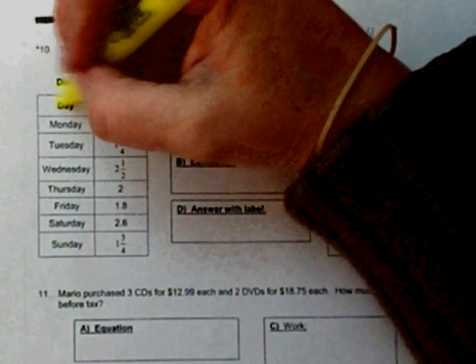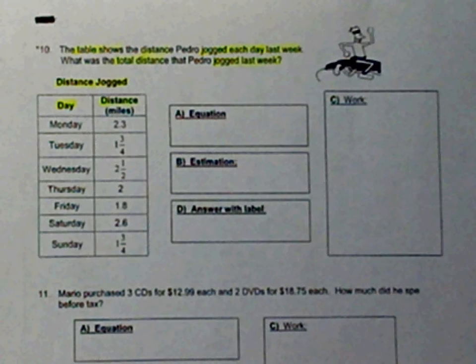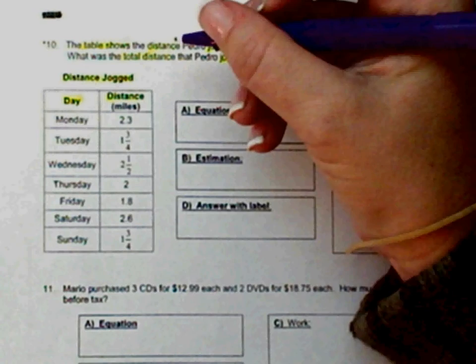So here is our table. Here's our distance jogged, our day, and the distance. And we've got Monday through Sunday. Then notice they've got some decimals, some are fractions, and I want to move them all to either fractions or decimals. I'm choosing to do decimals. I think they're a little easier.